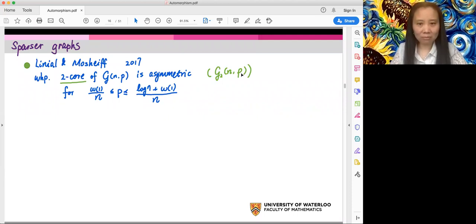So now you are allowed to actually think about p that is smaller than log n over n. What they studied is when p is below log n over n, but still much bigger than 1 over n. They show that this random graph is asymmetric. And it's quite easy to show that when p is below this range, it's not going to be asymmetric. It's actually going to be symmetric with non-trivial probability.